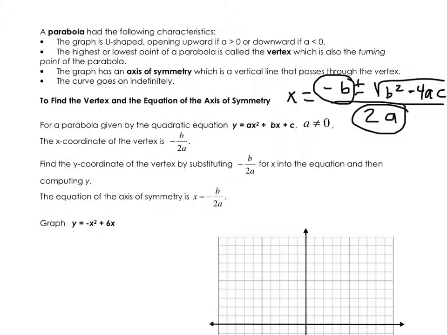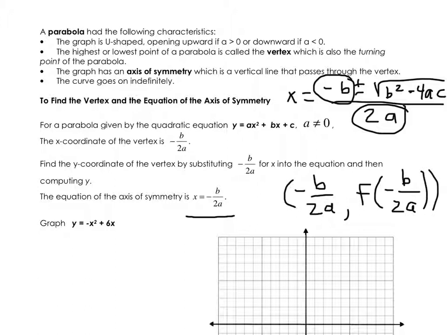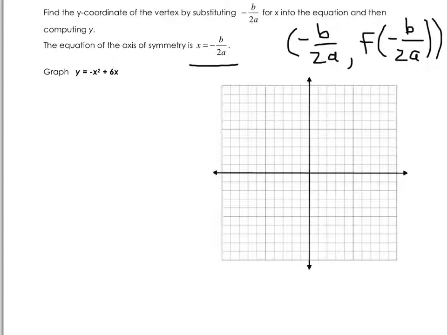We will find that the axis of symmetry is the straight line x equals negative b over 2a, and the vertex is the point where x is negative b over 2a. And what is y? I don't know. We have to solve for it. We have to evaluate the function at negative b over 2a to find the y value. So if we knew where the vertex was, if we knew where the axis of symmetry was, that would help us a lot in graphing the equation of our parabola.